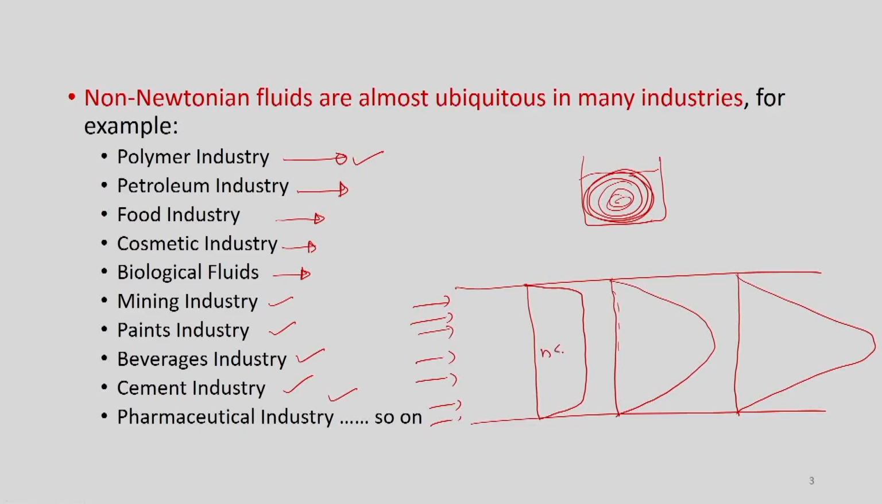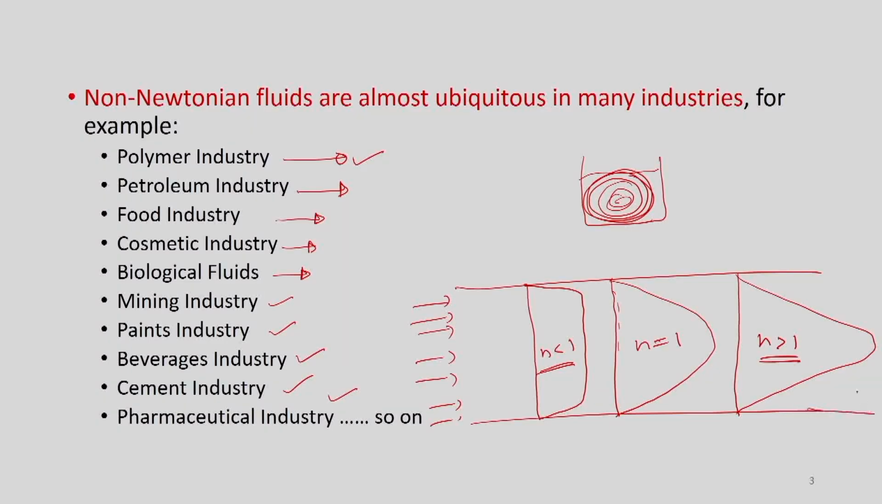So, let us say power law model, n is a kind of behavior index. If n is equal to 1, that power law behavior is the same as Newtonian behavior. n less than 1 means shear thinning behavior, and n greater than 1 means shear thickening behavior. That is, with the shearing, the fluid thickens and the viscosity increases. For a shear thinning fluid, with the shearing the viscosity decreases.